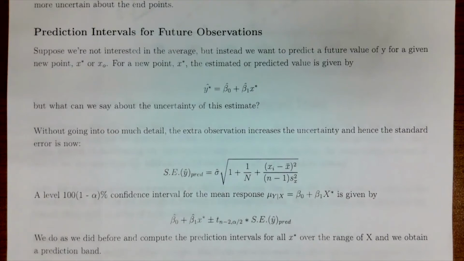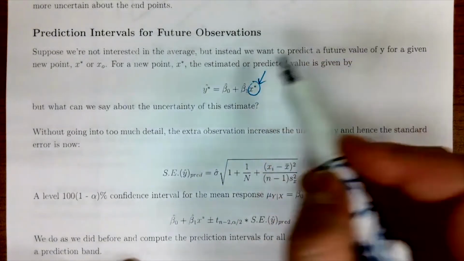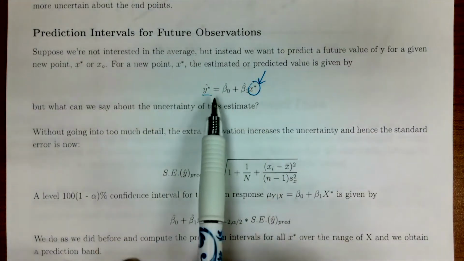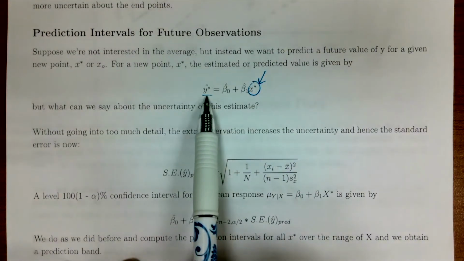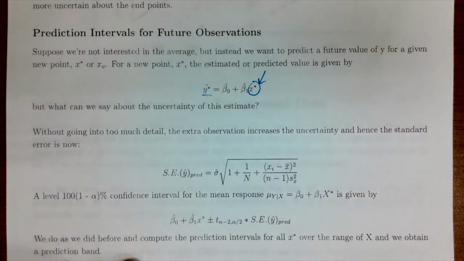So we're no longer interested in quantifying the uncertainty of the average or the mean. We're interested in understanding the uncertainty for predicting a future value of y for a given new point that I might denote as x star or x naught. I kind of flip between the two. Sorry for that. So the whole idea is for a new x star, the estimated or predicted value would be given by this equation, i.e. we're just going to put our x star in here and we'll get our y hat star. Our estimated predicted value for the prediction interval, i.e. the y hat star, and the inference for confidence intervals will be the same.